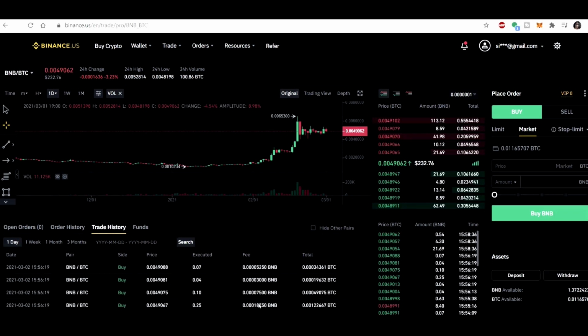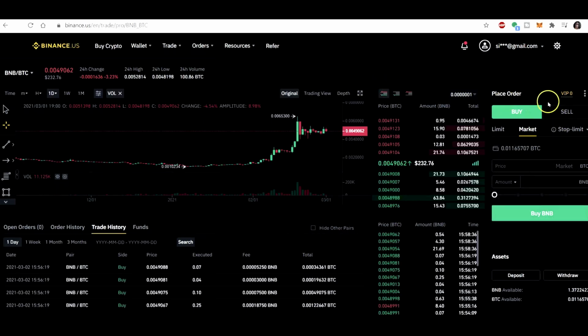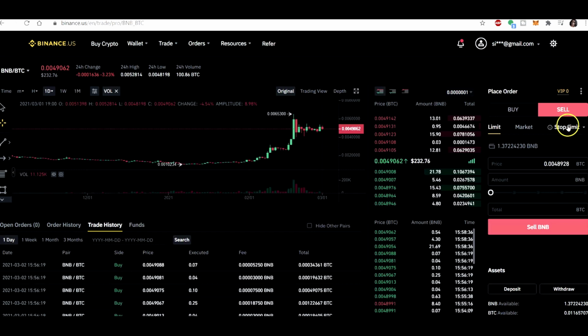So now that I've purchased my BNB coins, I want to set a stop loss so that in the event that the market begins to downtrend, then my stop loss will ensure that I don't lose more than what I set. So I'm going to set it right now. So let's go over to sell. And over here we have the stop limit. So if we click on it, we can set a stop limit. So I'm going to set it up as a stop limit and as an OCO order. I'll sell half of my coin using a stop limit, and I'll sell the other half using an OCO order.